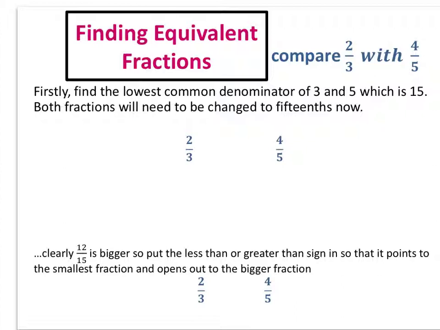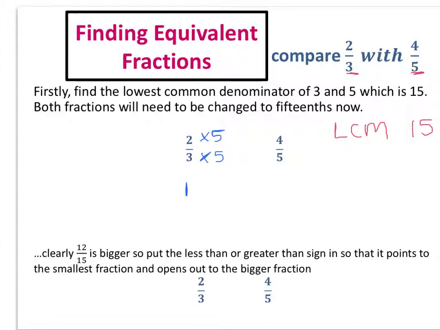So if we're looking at our two denominators at the moment, we have 3 and we have 5. What we need to do to figure out what our common denominator will be is to find the lowest common multiple of 3 and 5, which is 15. So now we want to be changing both of our fractions to have that denominator. So to change the denominator of 3 to 15, we're going to multiply by 5. We need to do the same to the numerator to create our equivalent fraction.